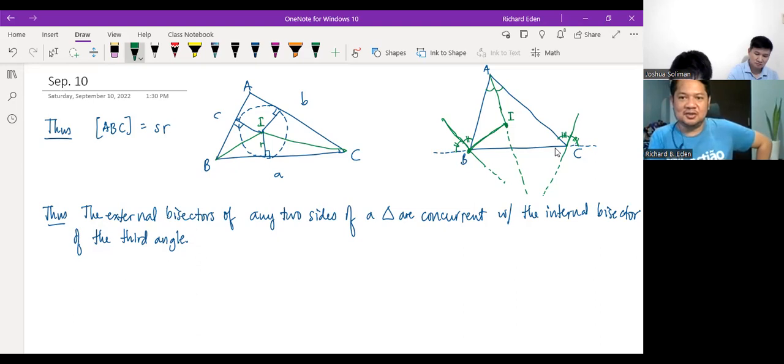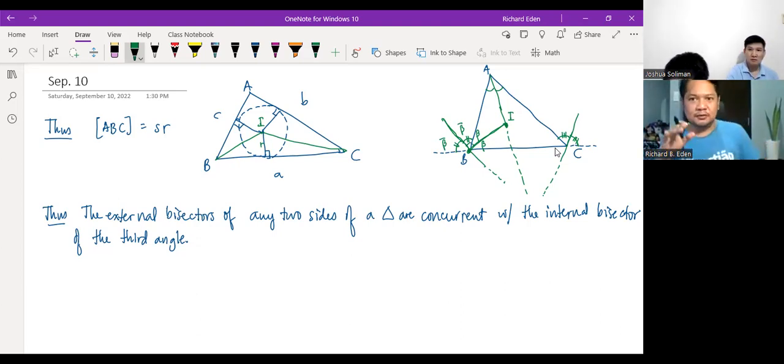Kumbaga ito, say you have beta, beta, and then this is beta bar, all right? But these four betas add up to 180. So that means beta and beta bar add up to 90 degrees. So actually 90-degree angle yan.